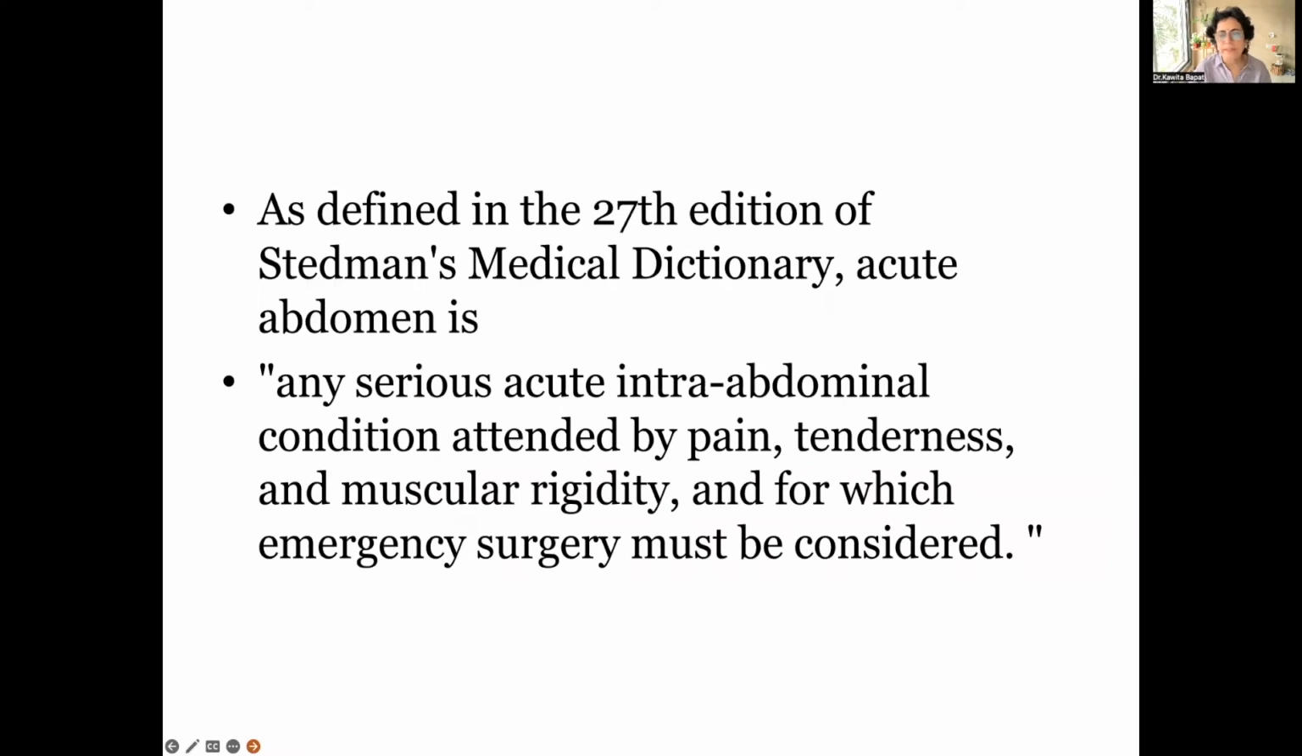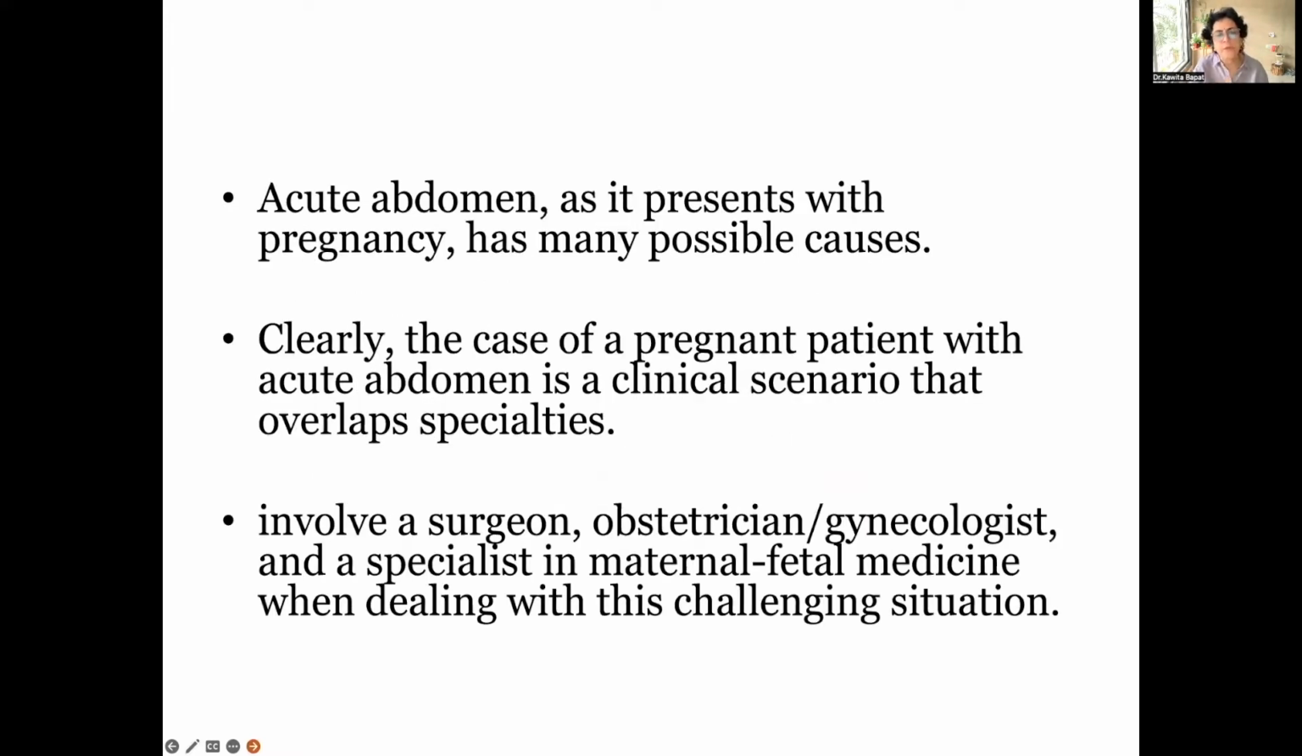As defined in the 27th edition of Stedman's Medical Dictionary, acute abdomen is any serious acute intra-abdominal condition attended by pain, tenderness, and muscular rigidity, for which emergency surgery must be considered. So with acute abdomen in pregnancy, we should think of many more things. Acute abdomen presenting with pregnancy has many possible causes.